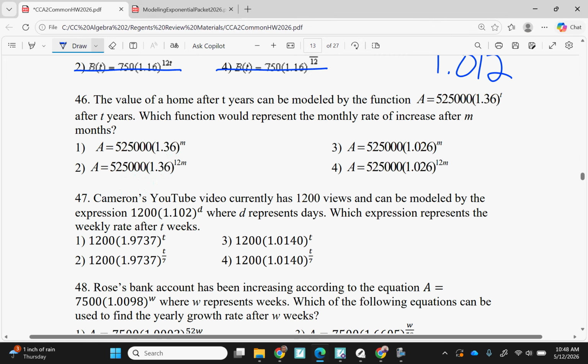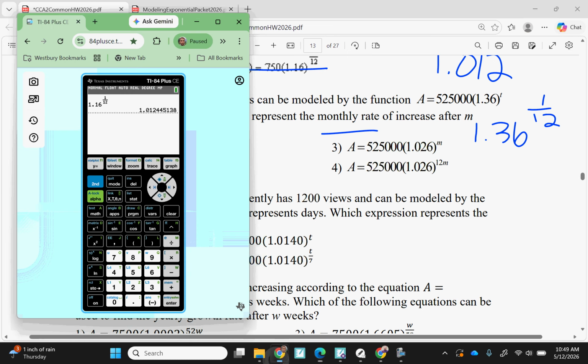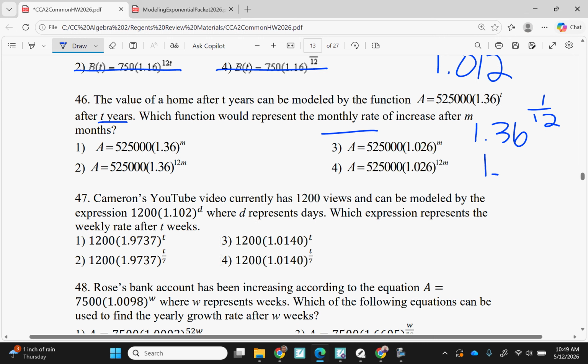Fill step 1, I want the monthly rate after being given the yearly rate. So fill step 1, raise what's inside to the 1 over n power, 1.36 to the power of 1 over 12. And I got 1.026. So that is the monthly growth rate. That's 2.6% each month. I cross out any choice that doesn't have the 1.026.